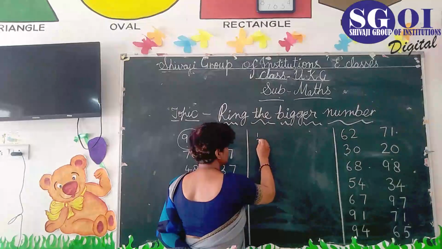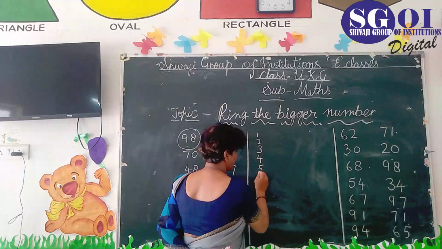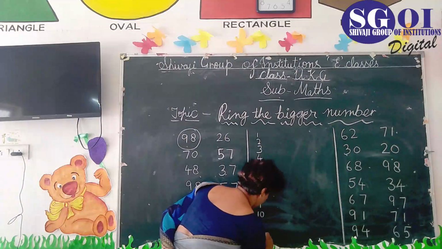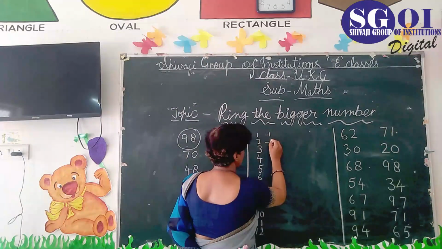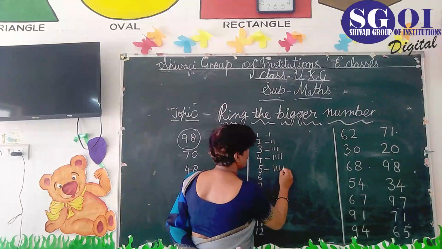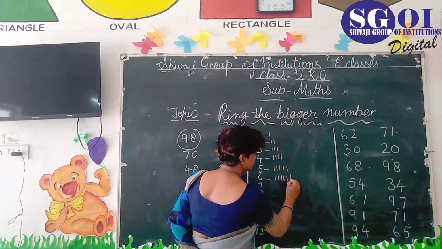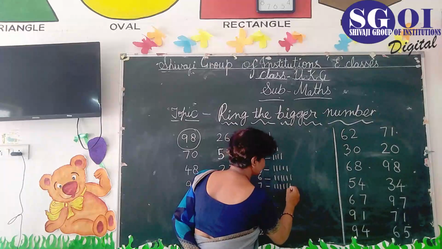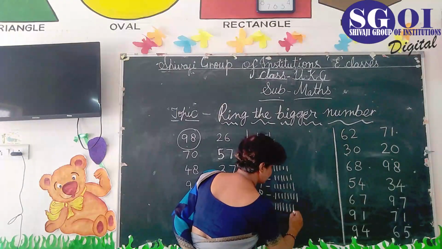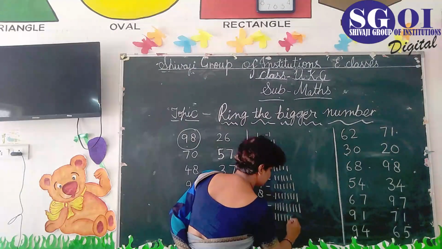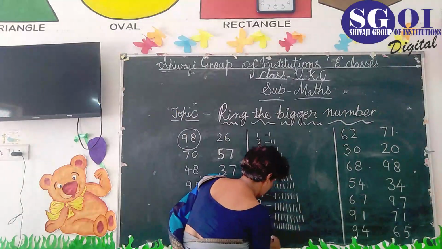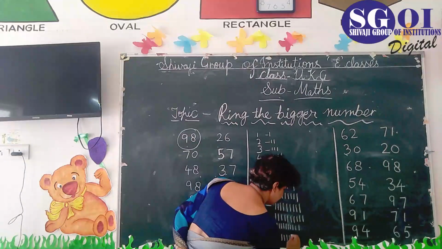See here. 1, 2, 3, 4, 5, 6, 7, 8, 9, 10, 11, 12. Okay, see here. 1, 2, 3, 4, 5, 6, 7, 8, 9, 10, 11, 12.